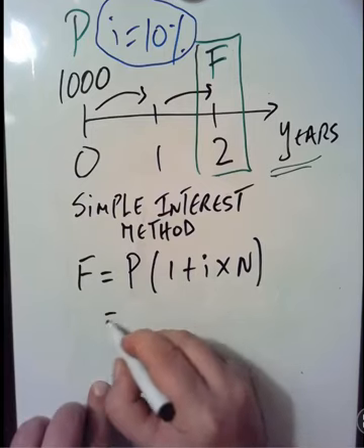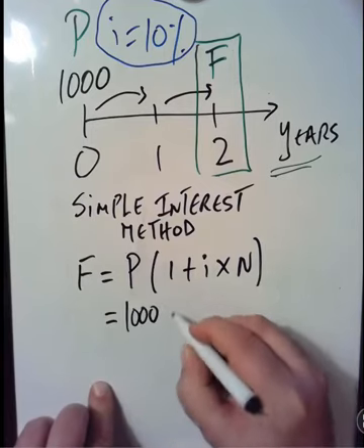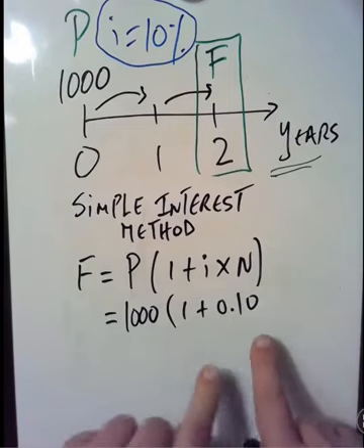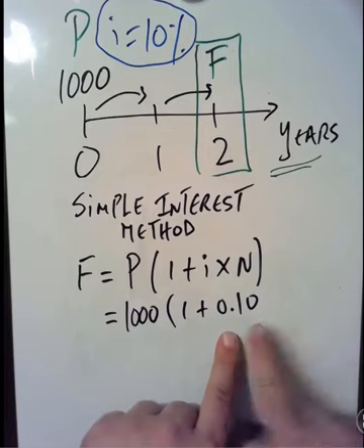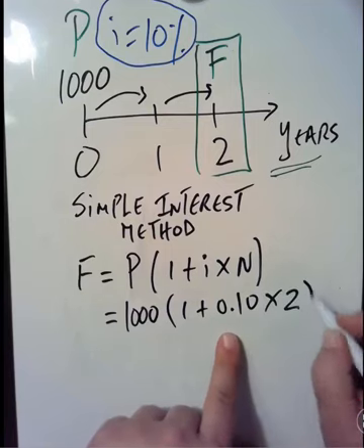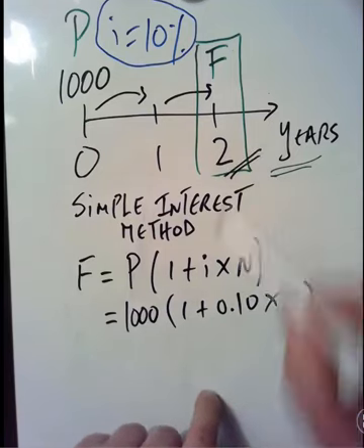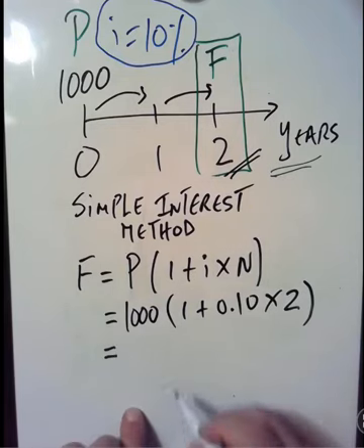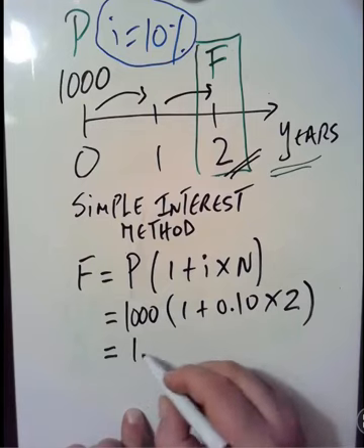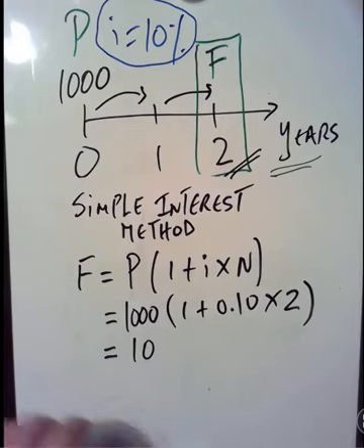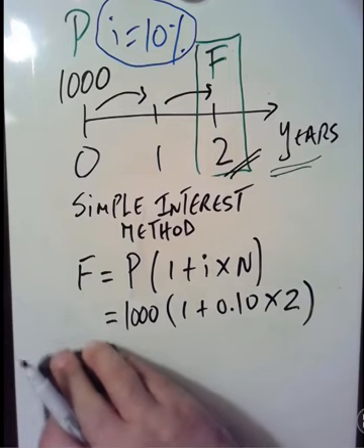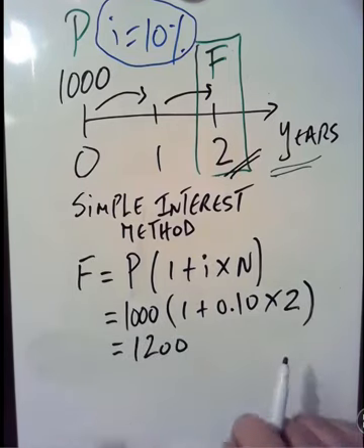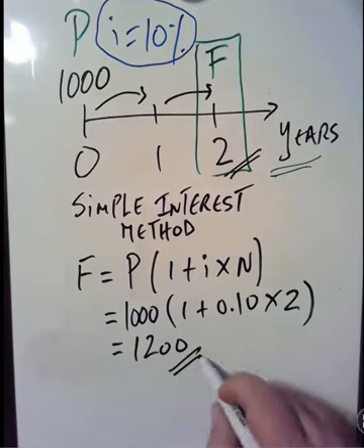So just plug in the numbers. I said $1,000, 1 plus an interest rate of 10%. We always write the interest rate in decimal form. And the number of years in this example is 2 years of compounding. So as you can already figure out, we're going to have $1,200 there. Okay.